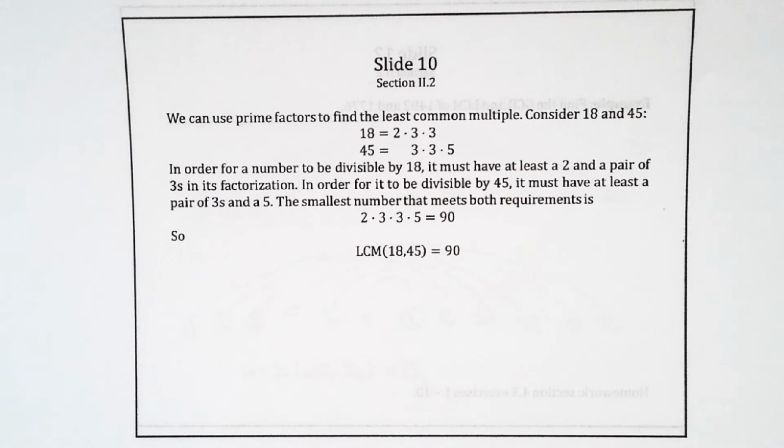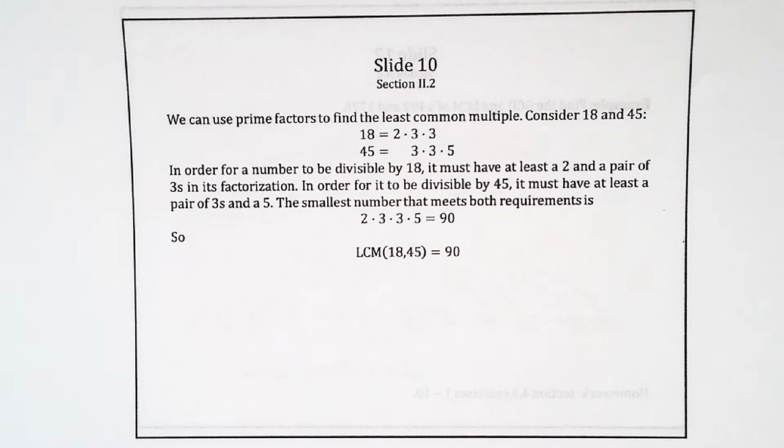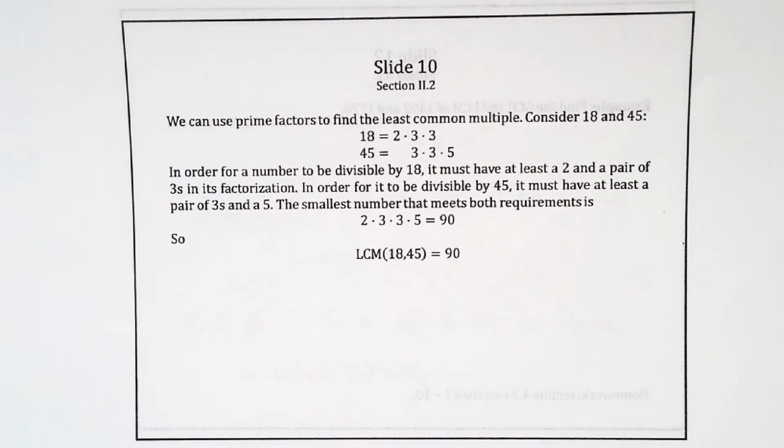In order for a number to be divisible by 18, it has to have at least a 2 and a pair of 3's. So if a number is a multiple of 18, and I look at its prime factors, it's going to have at least a 2 and a pair of 3's. Similarly, if a number is a multiple of 45, when I look at its prime factors, I'm going to see at least a pair of 3's and a 5, because those are the factors that make up 45. So the smallest number that meets both requirements would be 2 times 3 times 3 times 5.